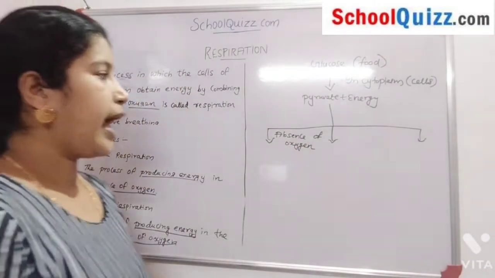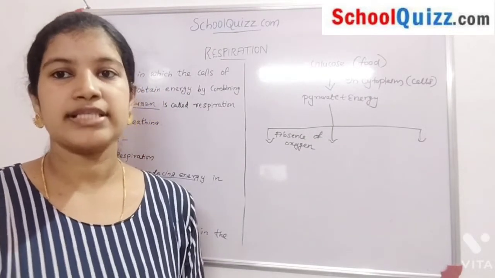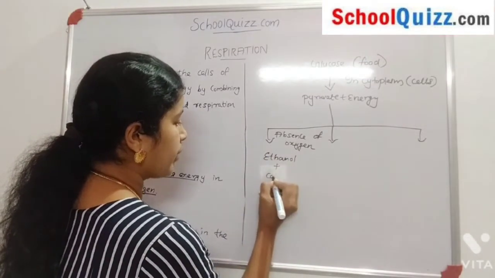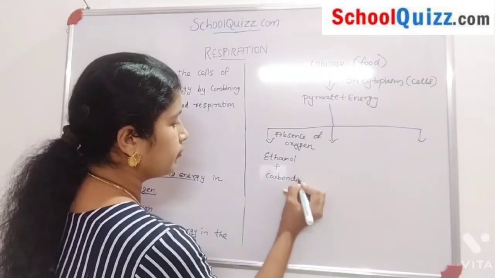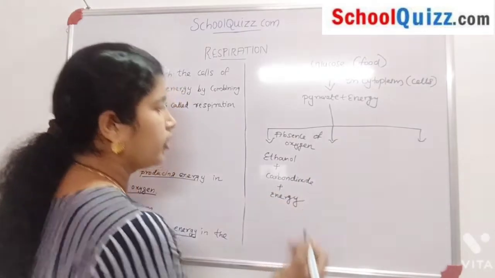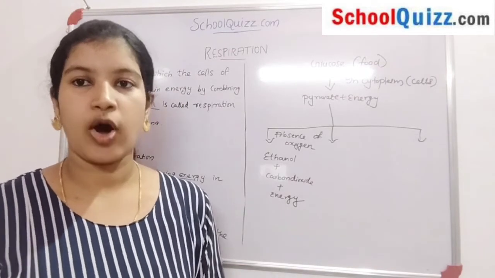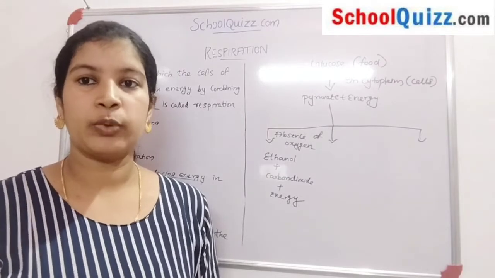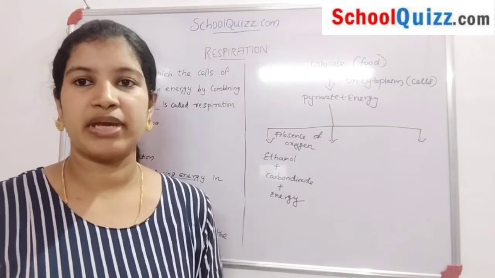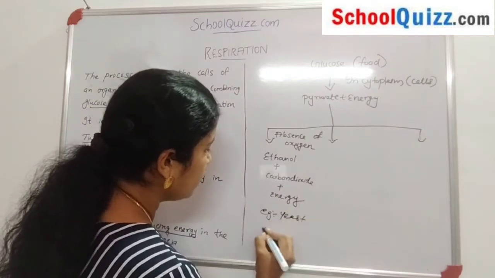The pyruvate, in the absence of oxygen, disintegrates as ethanol plus carbon dioxide plus energy. We can take an example as yeast. Yeast is a single cellular organism which is included in the fungi family. So the yeast can be used in making breads. Example, yeast in breads.